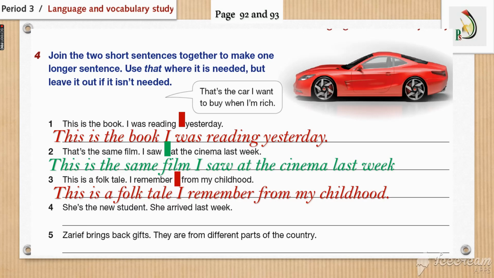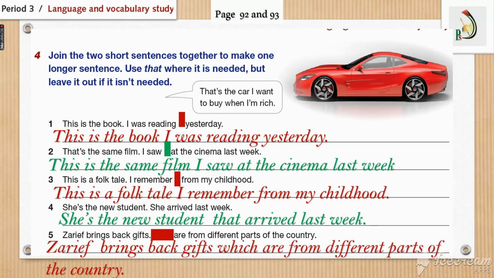She is the new student. She arrived last week, so we will remove she and we will write, that arrived last week. Zarif brings back gifts. They are from different parts of the country. So we will remove they and we will write, Zarif brings back gifts which are from different parts of the country. So relative clauses help us to make longer, meaningful sentences.